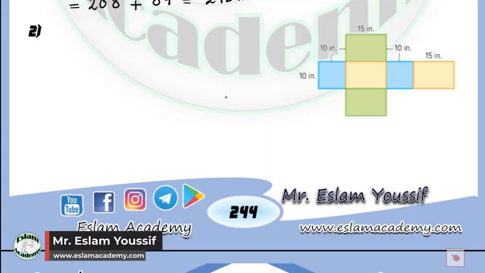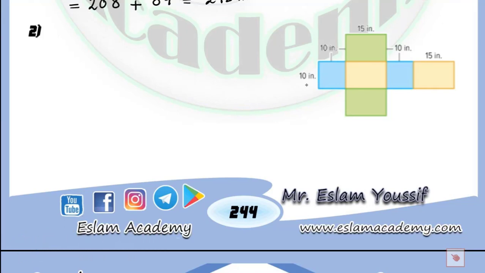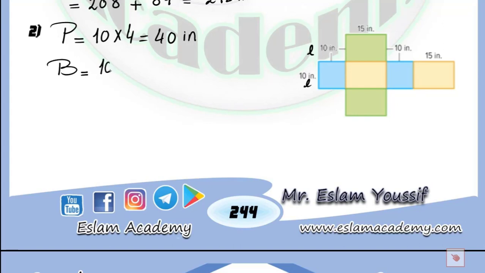In question number 2, we need to find the surface area of the rectangular prism. As we can see, we have the base here with dimensions 10 by 10, so the base is a square. The perimeter of the base will be equal to a side multiplied by 4, so 10 times 4 equals 40. Now we need to find the area of the base, which is side multiplied by itself. The area of the square is a side multiplied by itself, which equals 100 inches squared.